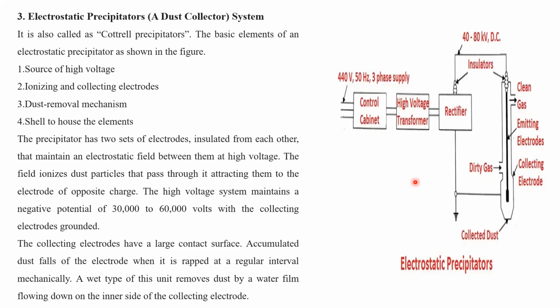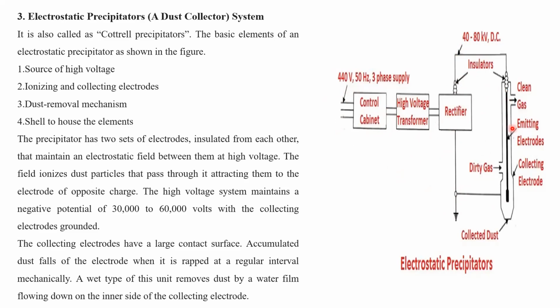Let us see what is that electrostatic precipitator system. It consists of, first of all, this control cabinet, high voltage transformer, 440 volt, 50 hertz, three-phase supply, usually same for almost all power plants. There is a rectifier, then 40 to 80 kilowatt DC, converting this into DC.